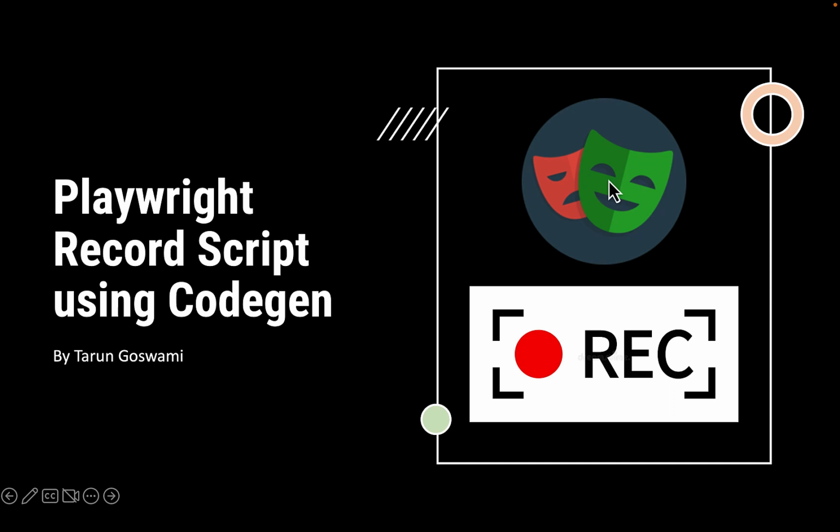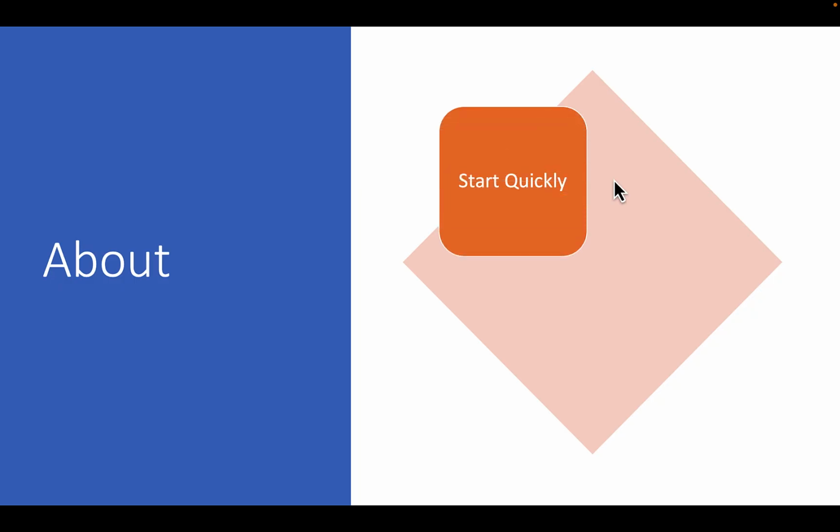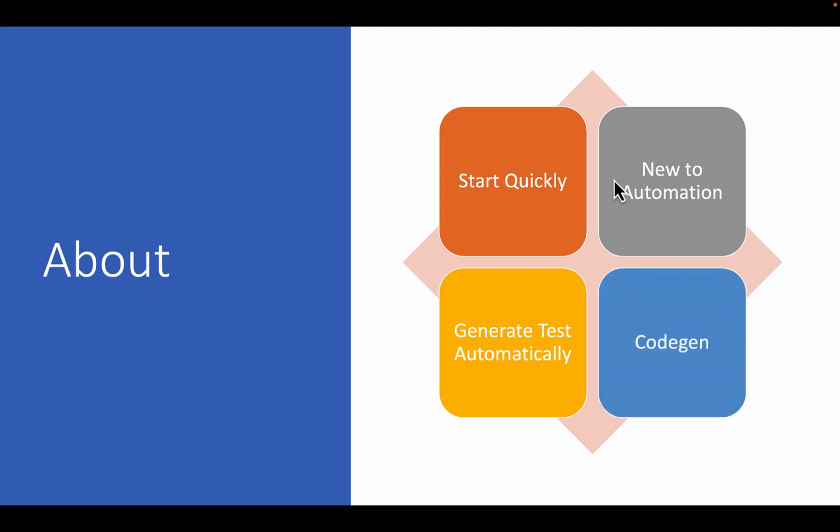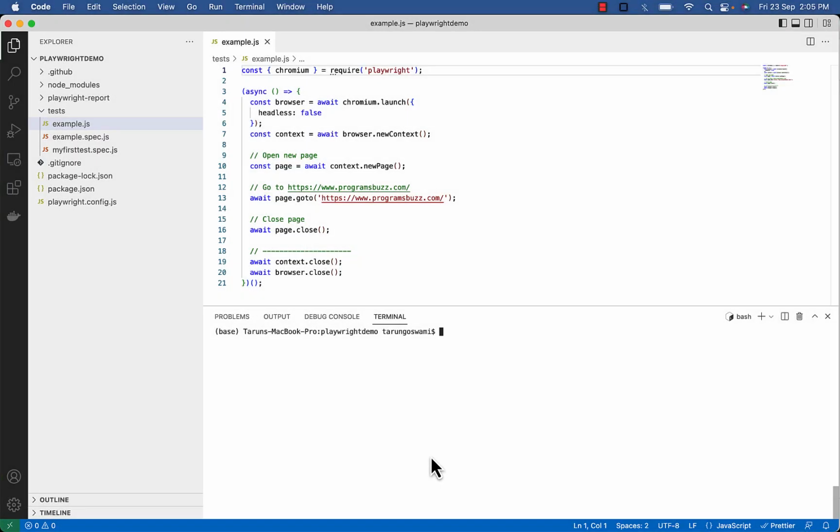Hello everyone, our today's topic is how to record or generate scripts in Playwright. If you want to get started with testing quickly or you are new to automation, Playwright gives you the ability to generate tests using the code generator feature, Codegen. Using the Codegen tool, Playwright automatically generates the code based on the actions we perform on the web page.